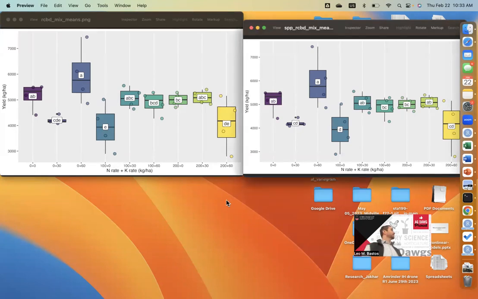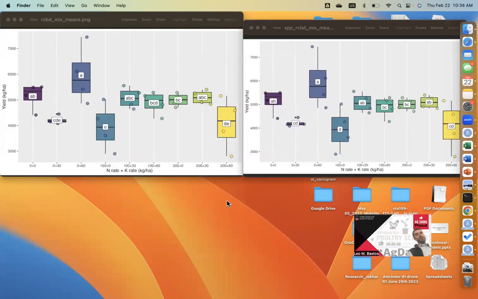All right, so let's just talk about this very briefly here. The first thing is the means should still be the same, right? Because what we're doing on the split plot is changing the error structure, so that impacts the variance components, but it should not impact the means. So the means should be the same.